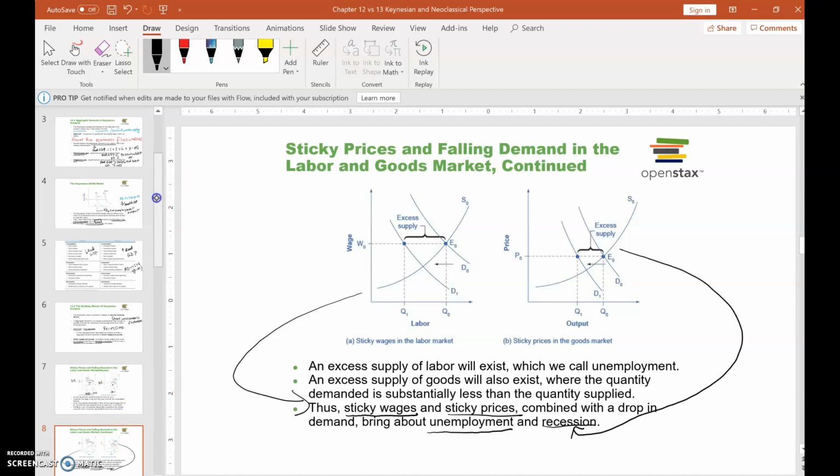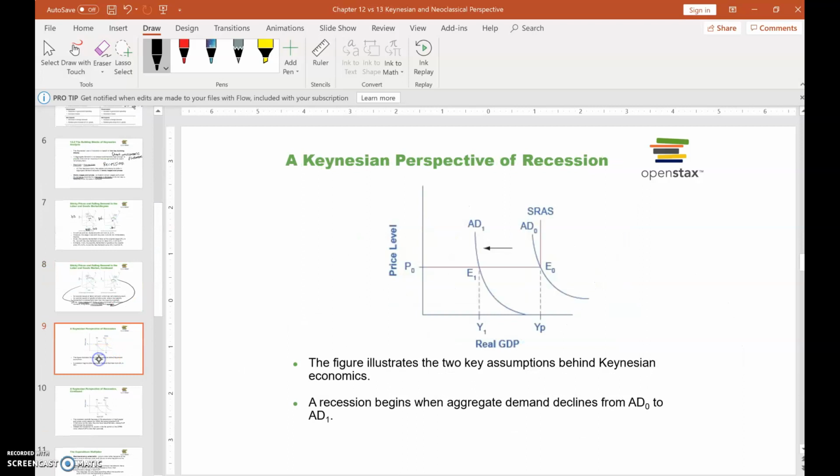Now let's look at the next slide here. So this is just showing us a recession. This is my full employment output and this is my real gross domestic product. Whenever the real gross domestic product is less than full employment output, we are going to see a recession.